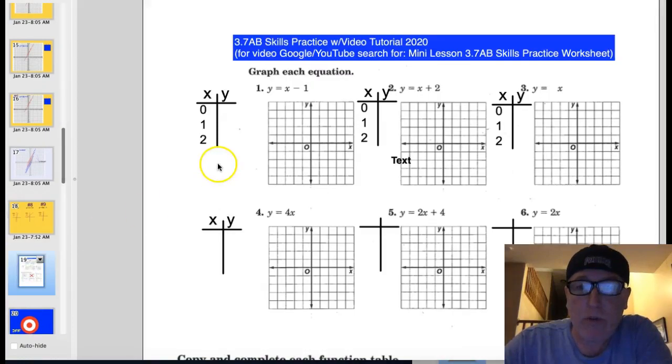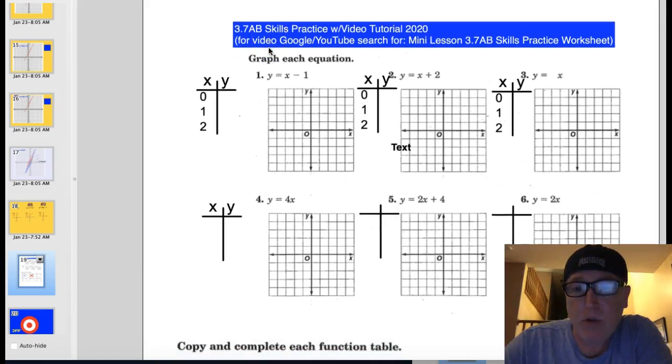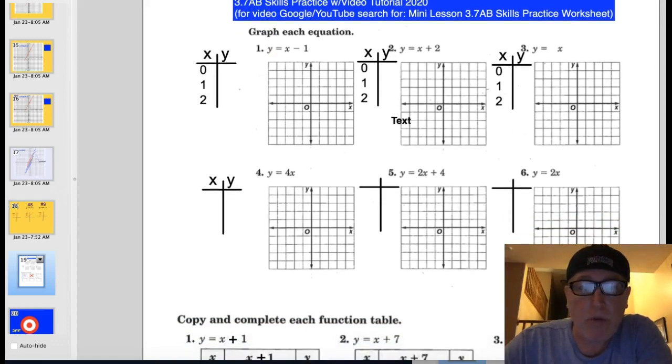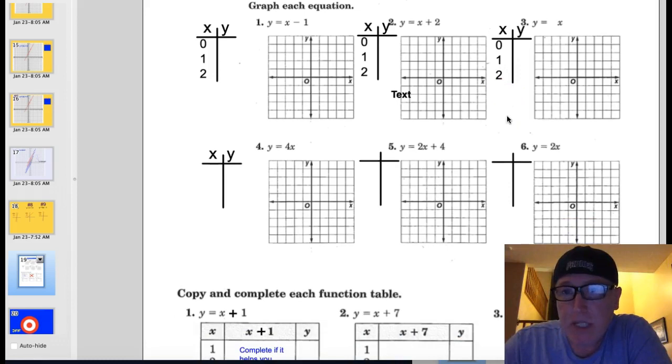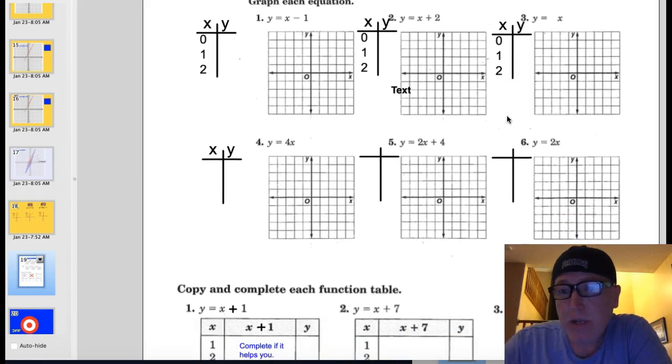You are going to work through the skills worksheet 3.7 AB. I've attached it to this video. I want you to put it into Notability and work through it. You've got 6 problems where you're going to do just exactly what I did here. You've got a little equation, and you're going to pop the values in, which I already did for you. And then you may have noticed how I started taking things away. That's not a mistake. That's getting you to do the same thing, just getting used to making a little XY chart with 0, 1, and 2 and popping it in.